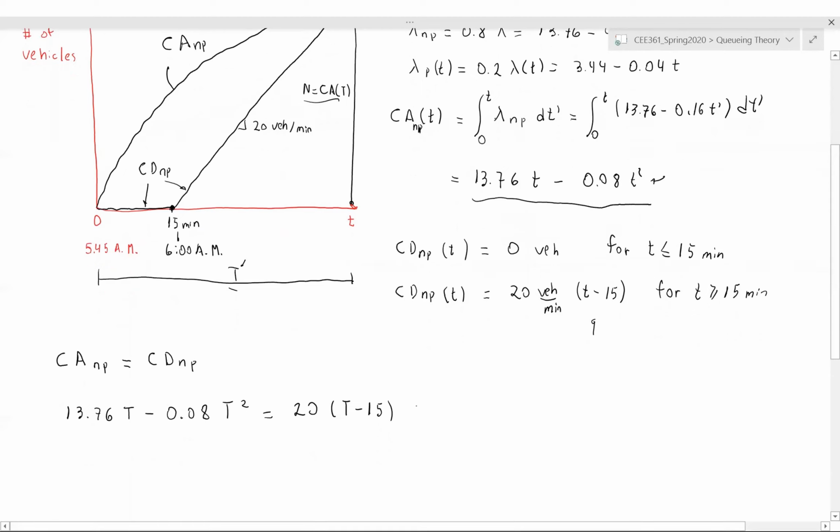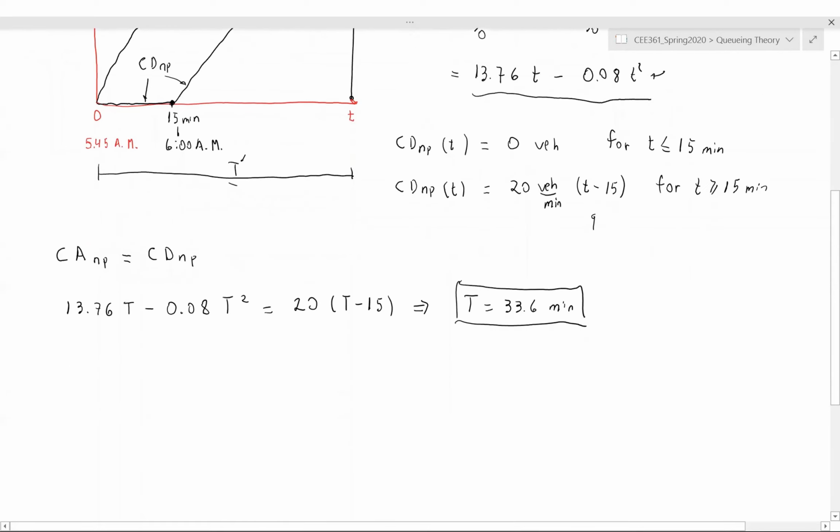So when you do this, then you get that from there that time is equal to 33.6 minutes. And so that's an important quantity. This is one of the things that would typically be asked in problems.